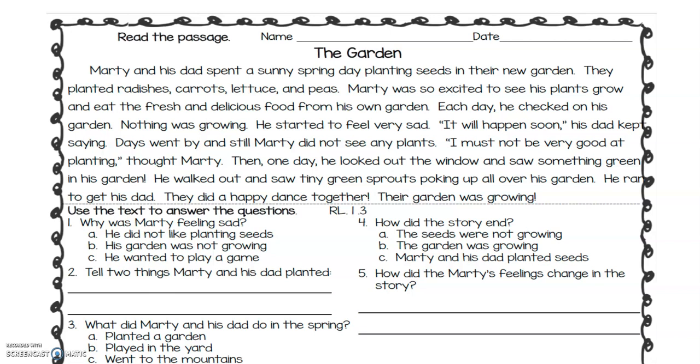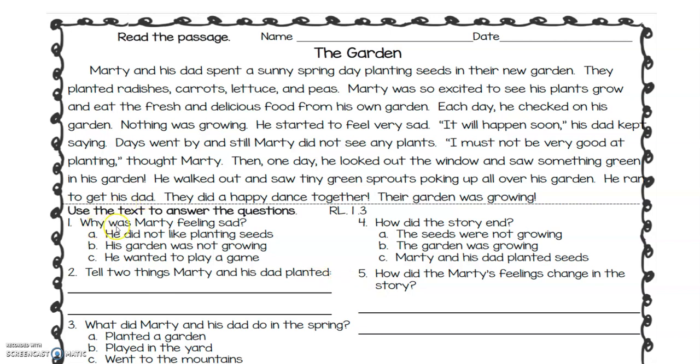Then one day he looked out the window and saw something green in his garden. He walked out and saw tiny green sprouts poking up all over his garden. He ran to get his dad. They did a happy dance together. Their garden was growing.